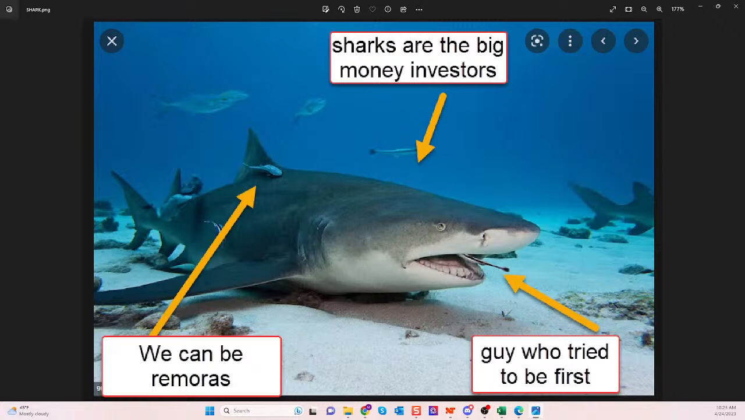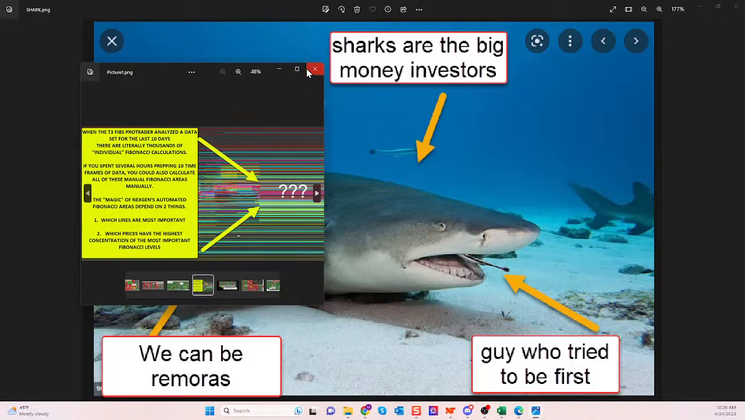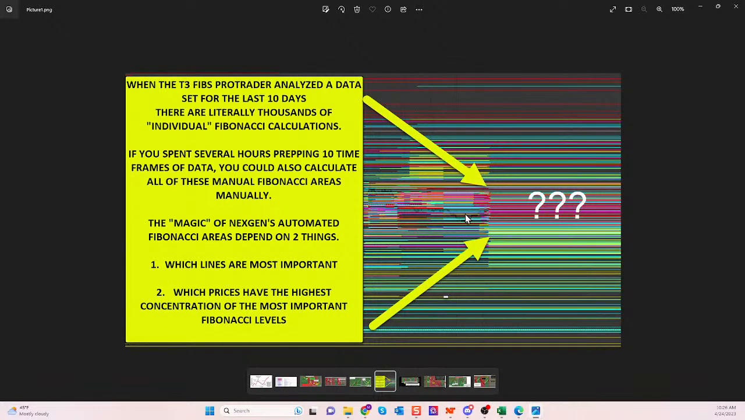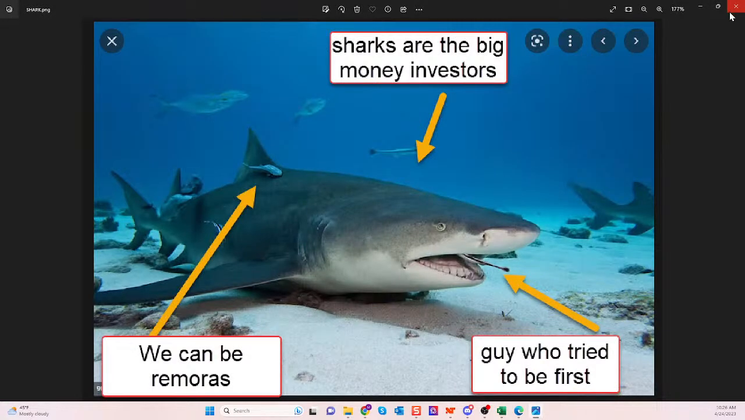The one thing Nexgen's done for you is it's automated the process. When you open your software, it's created thousands upon thousands of Fibonacci areas. And from those, it sorts them and weighs them. Which ones are important? Which ones have the most concentration? And from all of these Fibonacci areas come the ones that these guys respect, guys. And we can see them and we can gauge momentum going into them.